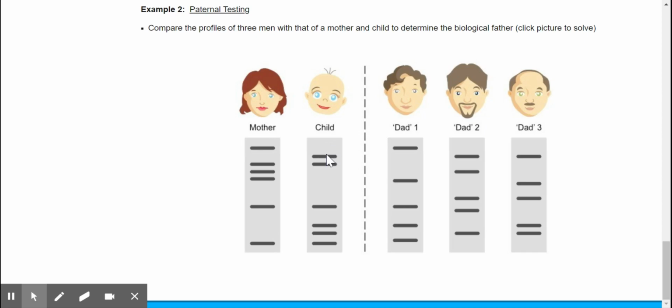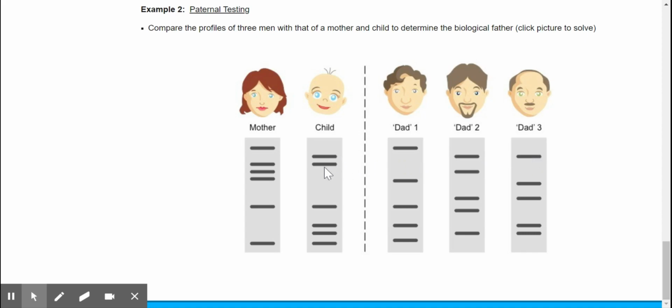So let's look at right here the child. He has a band here. The mother does not. So that means one of the fathers has to have a band. An exact matching band over here. Does dad 1 have it? Nope, that's pretty far. So we can eliminate him completely. Let's look at dad 2, dad 3. They do have these matching bands. So we got to keep moving on.